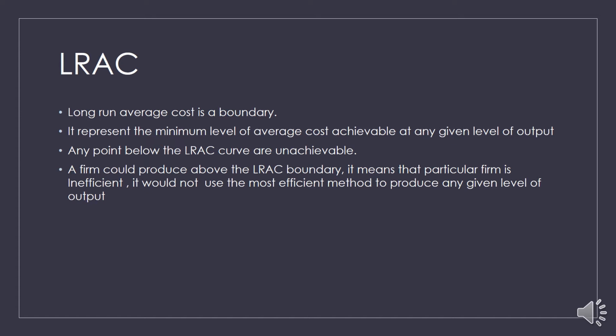A firm could produce above the long run average cost curve boundary, but it means that the particular firm is inefficient. There is a boundary line, and if you are producing at any point above it, that firm is inefficient. It would not use the most efficient method to produce any given level of output. That's why its cost is higher.